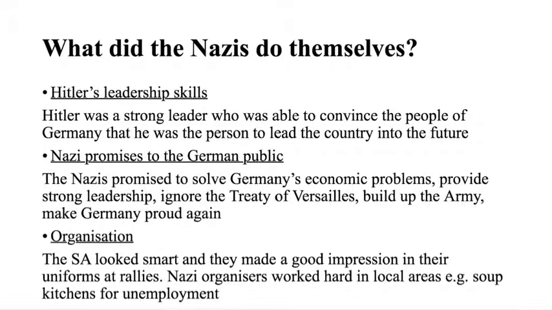And the other thing is that the Nazis had a really strong grassroots organisation of people in local areas, villages, towns and cities doing things in the community that were seen as really positive. So the example that I've put here is they put together soup kitchens for the unemployed. Obviously, unemployment is a huge issue for Germany after the Wall Street crash.